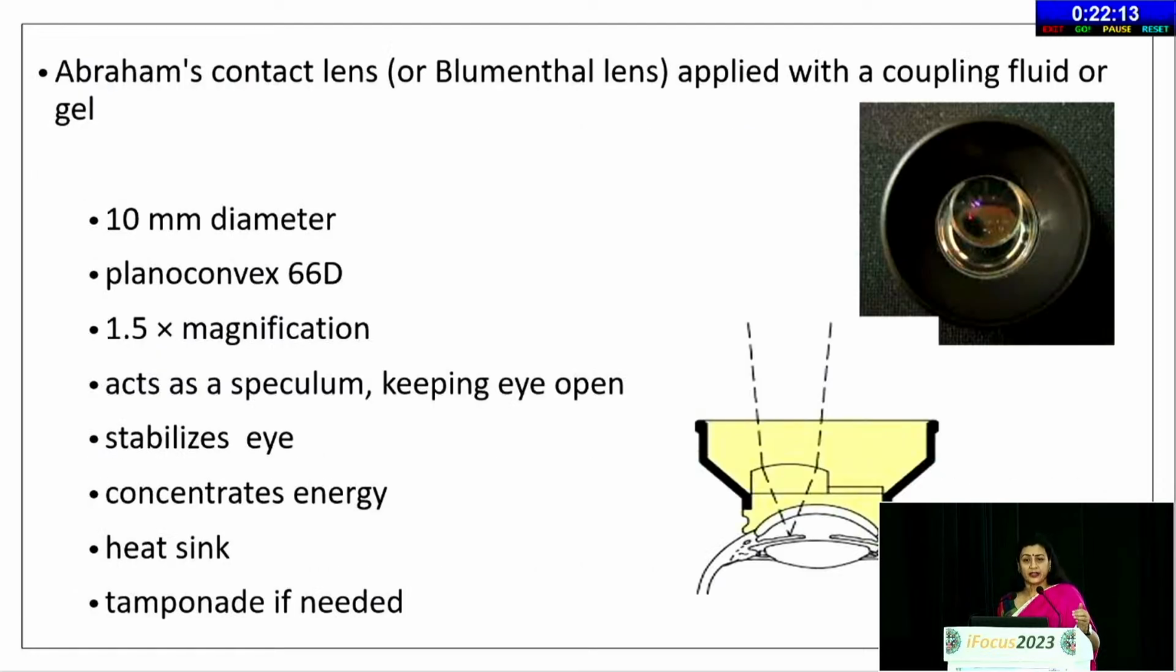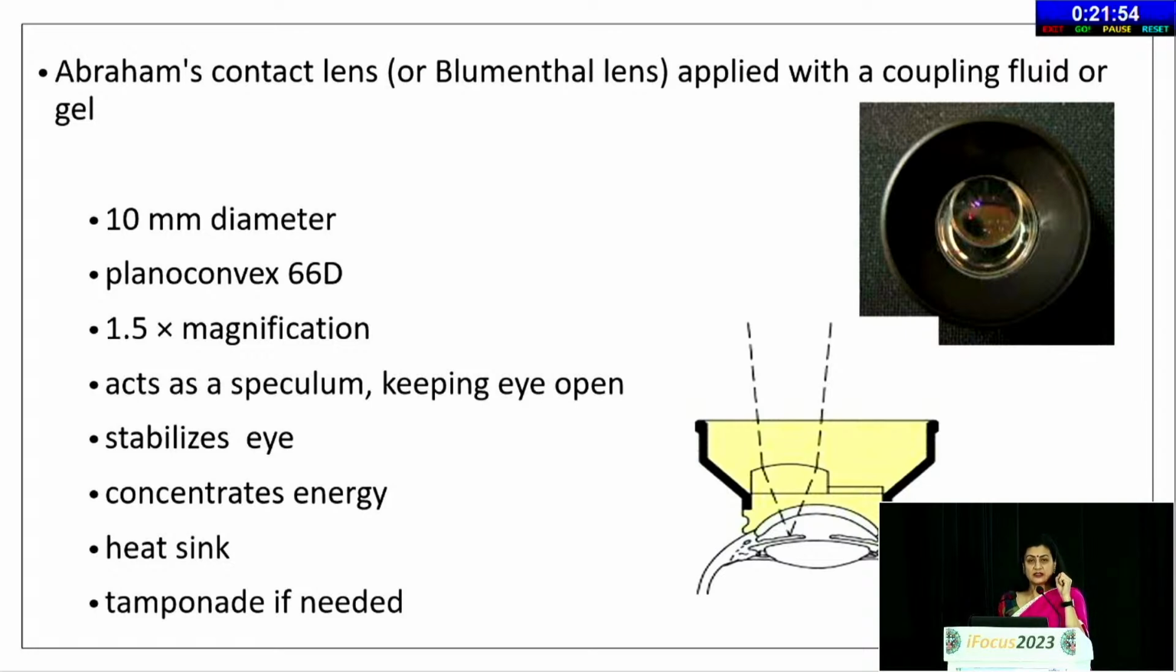This is again a very common question which is asked, and the lens is almost always put on the table. So this is the Abraham contact lens which is used for doing the iridotomy. It is applied with the use of a coupling fluid or gel. It's basically a 10 millimeter diameter button which is placed on the lens. It's a plano-convex 66 diopter.